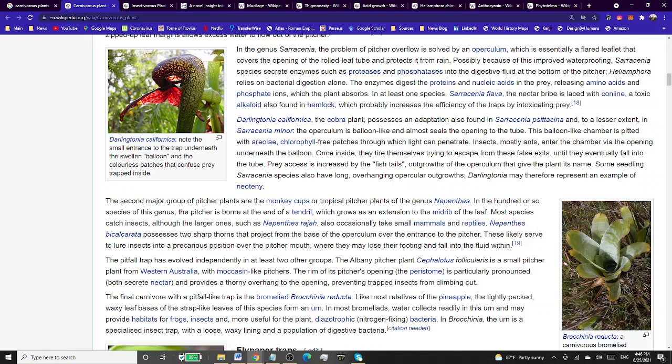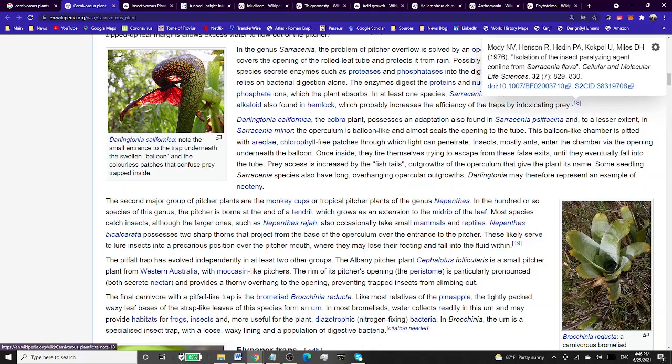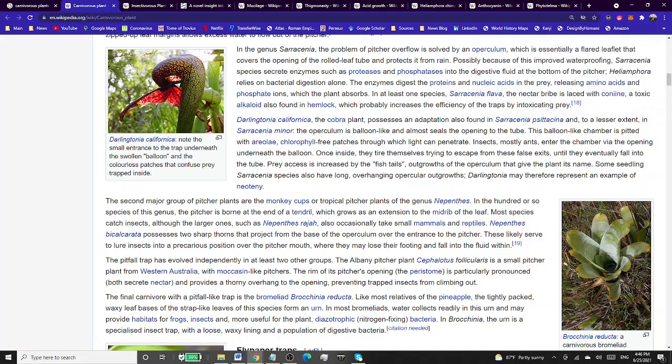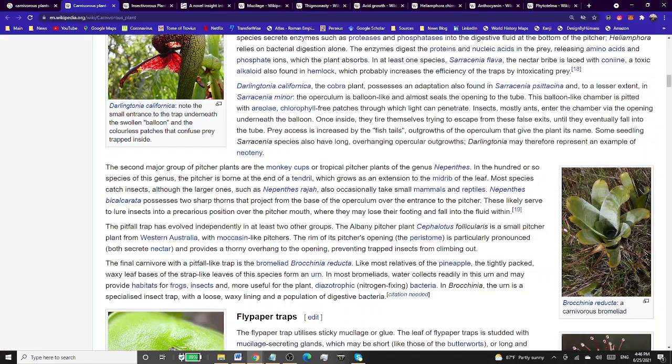Oh my god. This one uses nectar, which is laced with coniine? Coniine? I don't know. It's also found in hemlock, which they use to intoxicate them and poison them. Okay, so some of them just straight up poison you too. Wow.